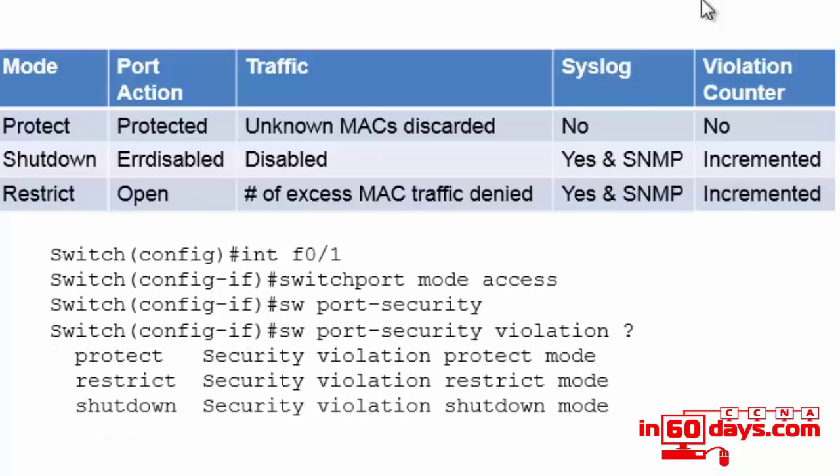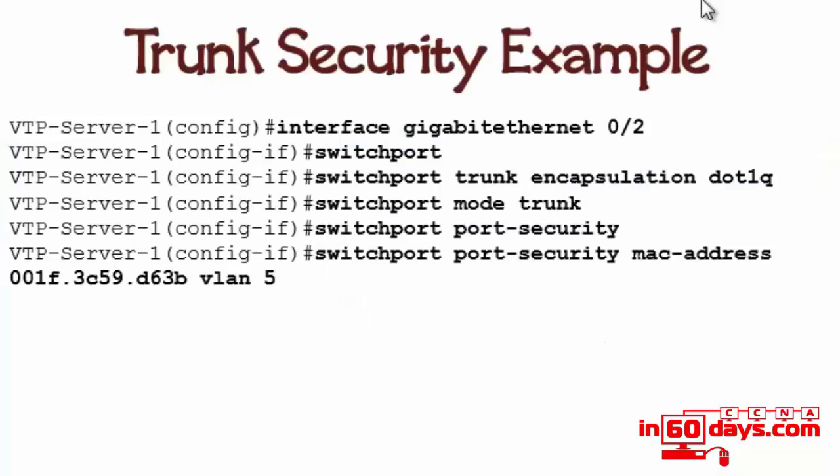And here's the command. I've issued a switchport mode access. I've hard set it to access. You can't leave it as dynamic. Added switchport port-security. I've put SW for short, and then switchport port-security violation, and you can see the 3 modes I can choose from. As I said, you can configure port security on a trunk, and here's a brief configuration example.